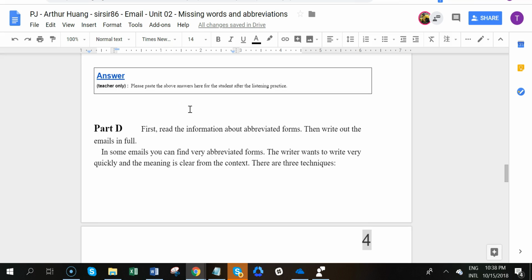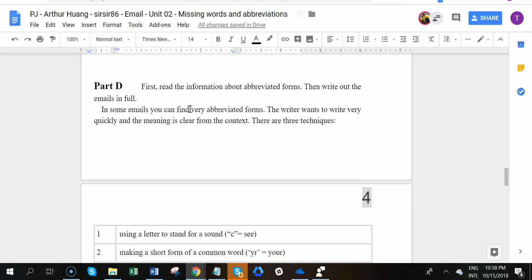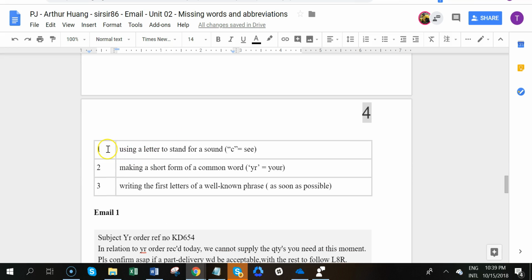First, read the information about abbreviated forms, then write out the emails in full. In some emails, you can find very abbreviated forms. The writer wants to write very quickly and the meaning is clear from the context. There are three techniques here, as you can see on the table. Can you please read number 1?